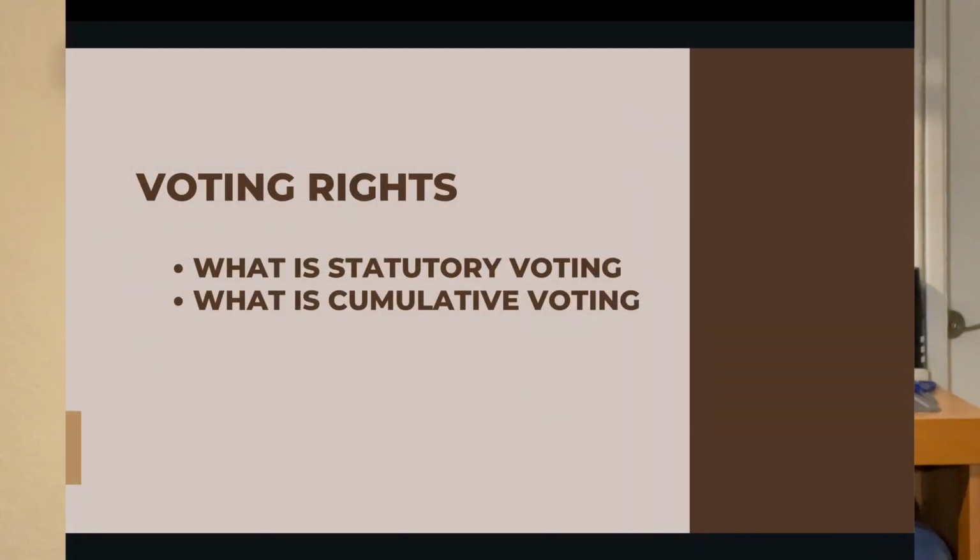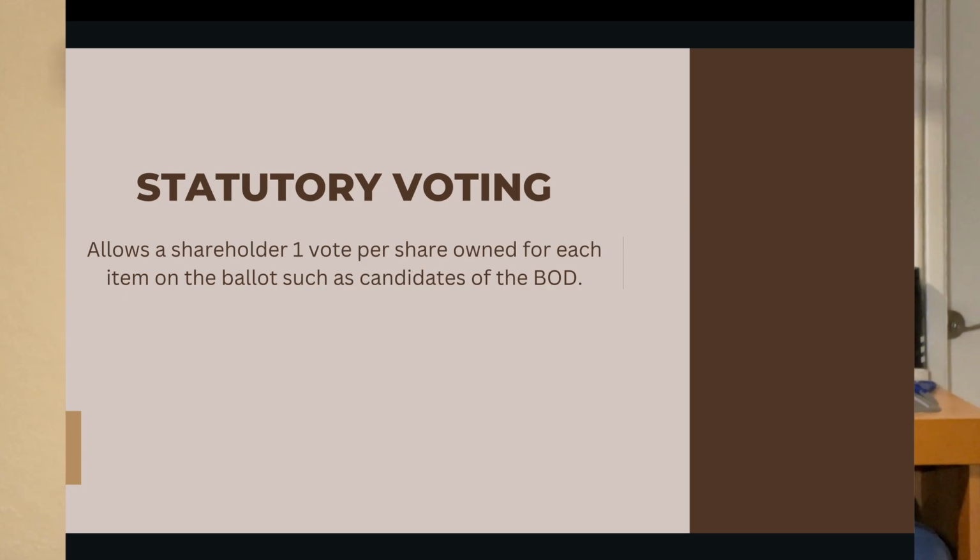I'm going to say a little bit of the definition part. You don't have to pay attention, but you will quickly grasp the meaning behind those definitions when I give you an example. Statutory voting gives a shareholder one vote per share that he can cast for a candidate that is listed on the ballot. Which ballot are we talking about, and which voting rights?